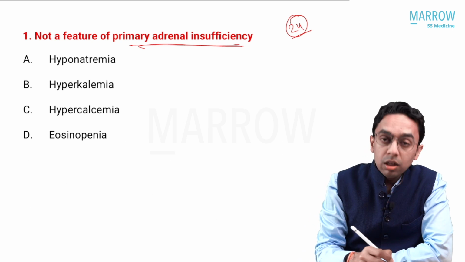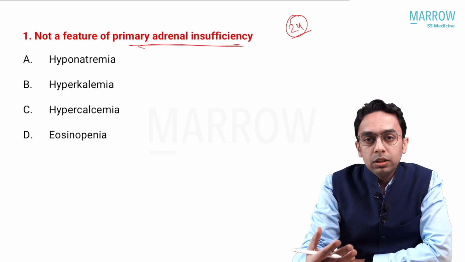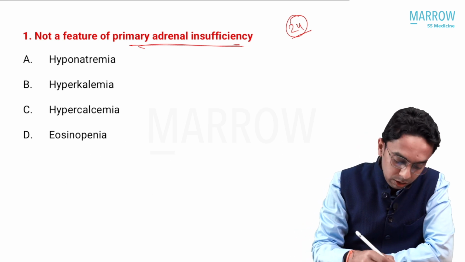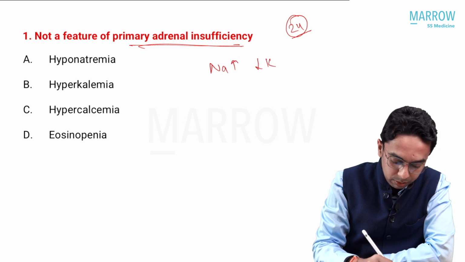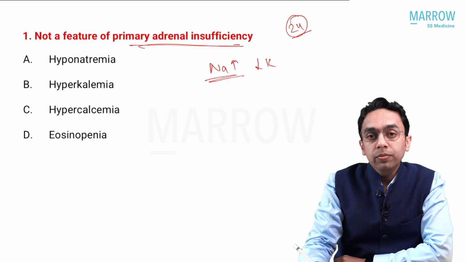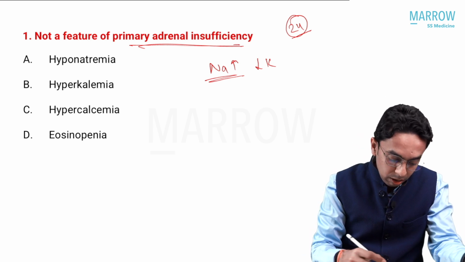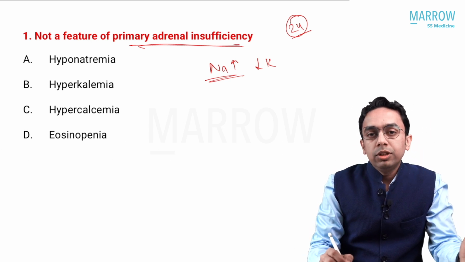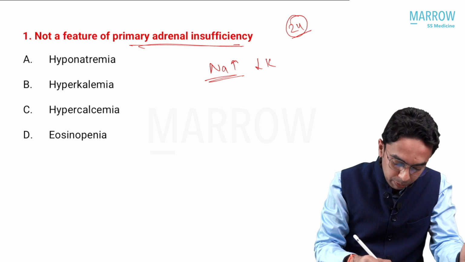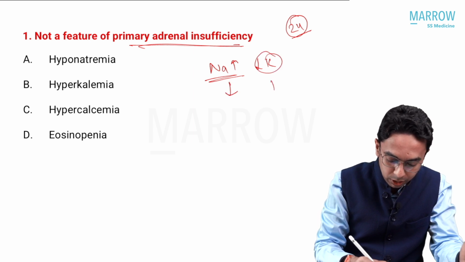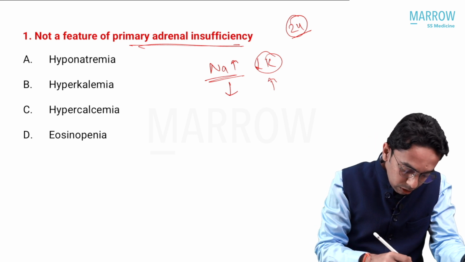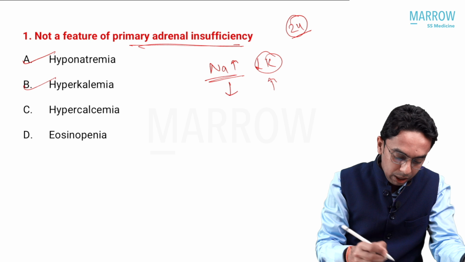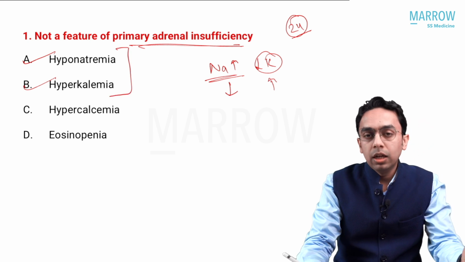When there is mineralocorticoid deficiency, what does this mineralocorticoid do? This actually increases the sodium and decreases potassium, that is conservation of sodium, decreases sodium excretion. So when there is deficiency of this in Addison's, what will happen? Sodium will decrease and potassium will increase. So we have here hyponatremia and hyperkalemia. This will be seen with Addison's.